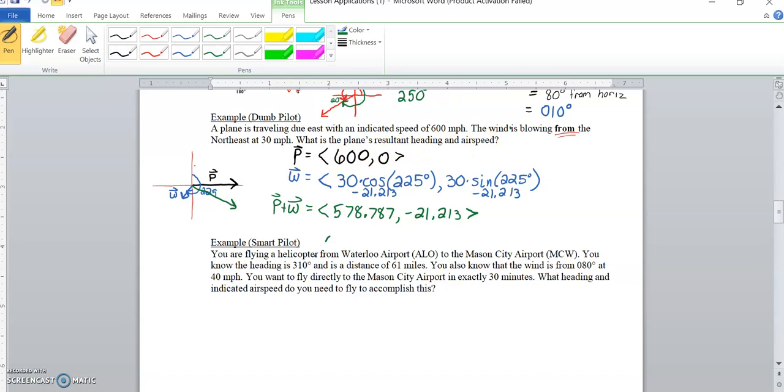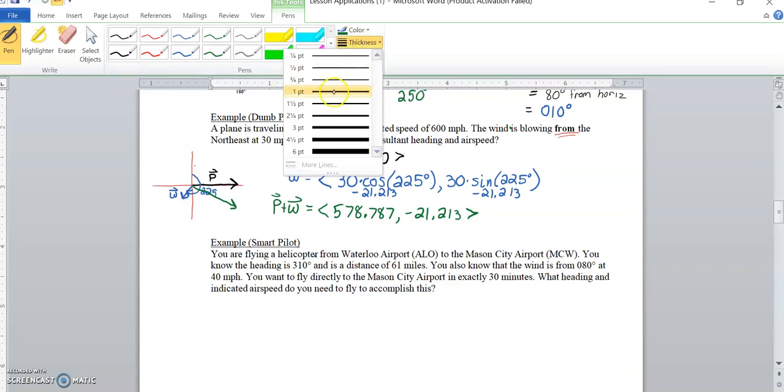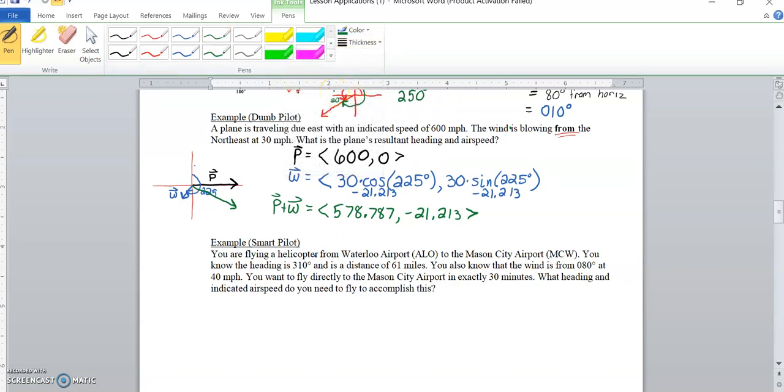Okay, well, believe it or not, we haven't answered either of these questions. Question 1 is the heading, and we'll get to that here in a moment. But the airspeed is going to be, see, the ground speed is 600, right? So that's for another day. I'll take another minute and describe that. But that would be like on the ground. That's how fast you're traveling.